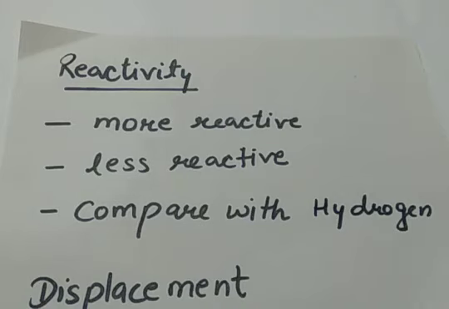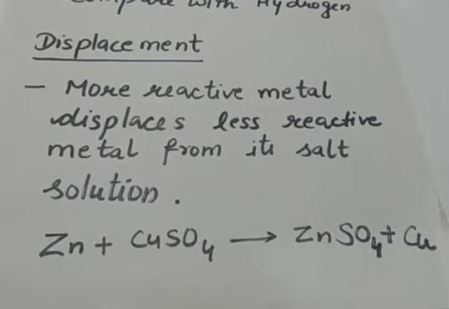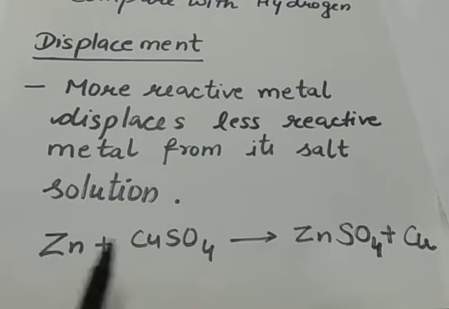These are less reactive than hydrogen. So let us see how displacement occurs in case of more reactive and less reactive metals. As we know, the displacement reactions are the type of reactions in which more reactive metal displaces less reactive metal from its salt solution. For example, zinc, when it is added to copper sulfate solution, then it displaces copper as it is more reactive as compared to copper, and it forms zinc sulfate and copper is displaced. It is separated.